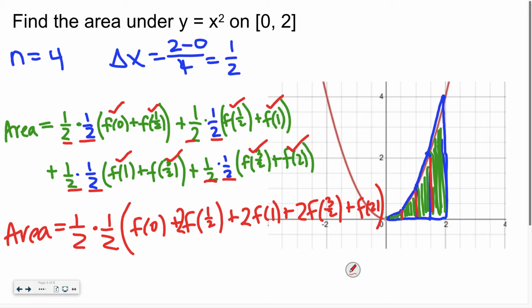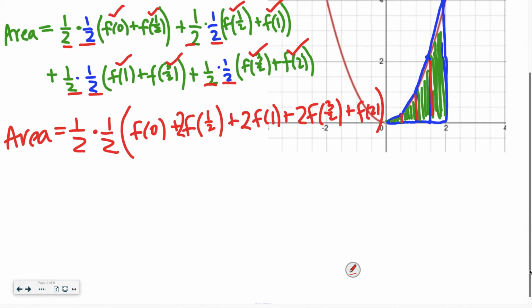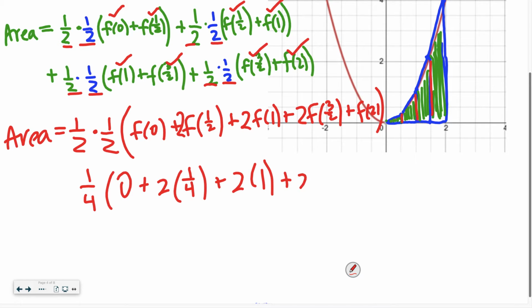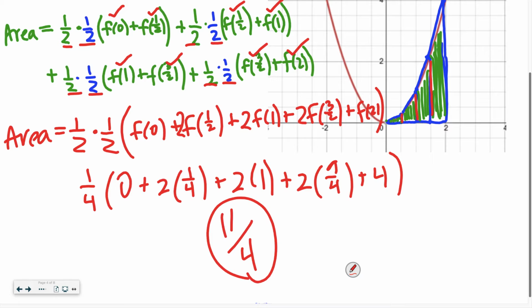Now, if we can remember that pattern, we can go straight to setting it up here and then plugging and checking from there. Okay, so now what we have is 1/4 times 0 plus 2 times 1/4 plus 2 times 1 plus 2 times 9/4 plus 4. Remember our original equation was x squared. So I'm getting all of those numbers by plugging our x value into x squared. So we end up getting 11/4.